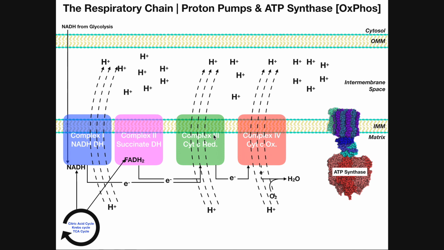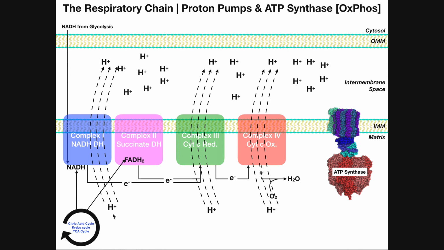Now, just like complexes 3 and 1, complex 4 also pumps protons. And so as complex 4 is transporting those electrons to oxygen, it pumps protons from the matrix into the inner membrane space. So let's regroup with where we are. We've just transported electrons beginning with NADH and FADH2 through a series of electron carriers, ultimately to oxygen, which is reduced to water. But in doing so, all these protons are being pumped from the matrix into the inner membrane space. So I want to say two things right here.